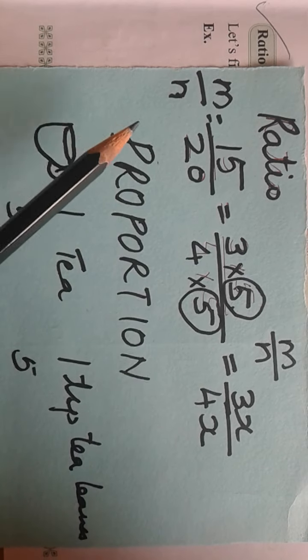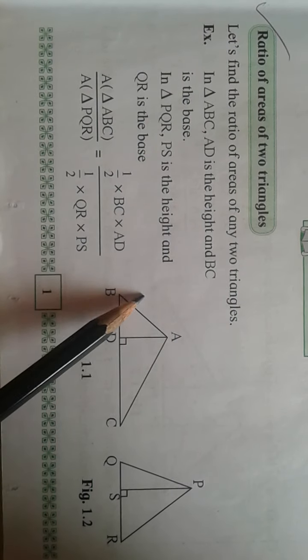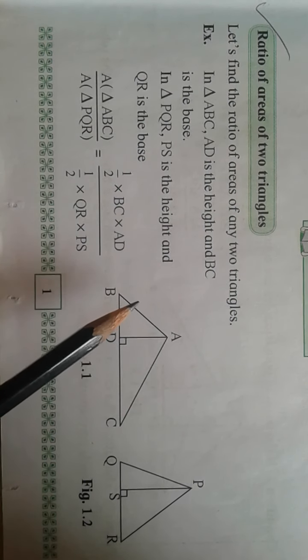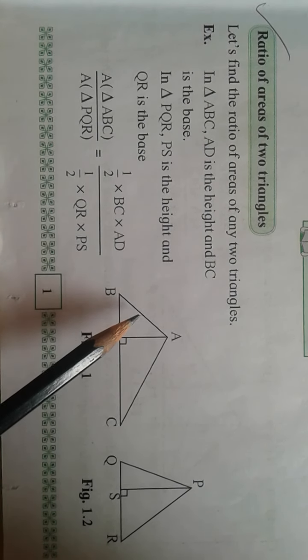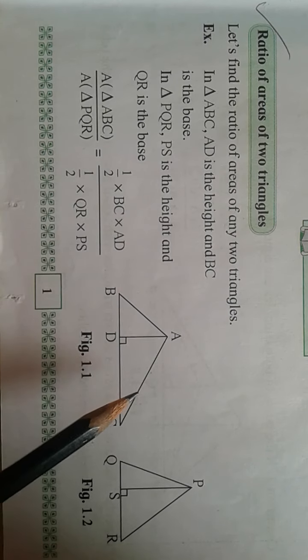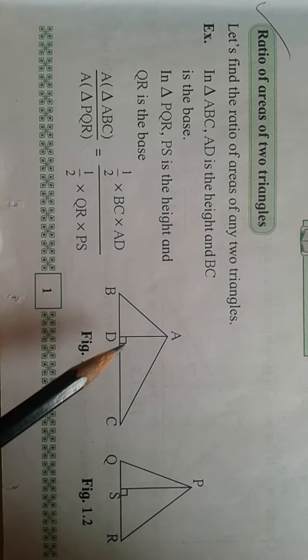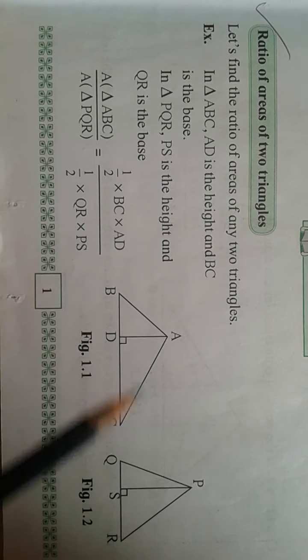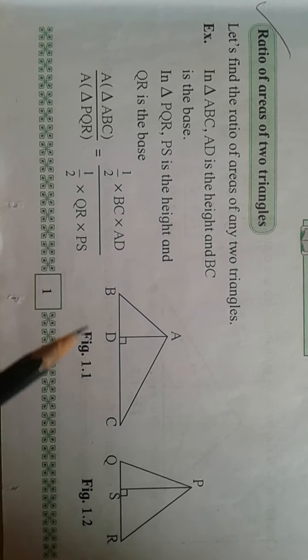So, if m and n are any two sides of a triangle, suppose this side is 3x and the other side is 4x. That doesn't mean this side is 3 centimeter or the other side is 4 centimeter. It means that 3 is multiplied by some number and 4 is also multiplied by the same common number. That is the meaning of the word ratio.